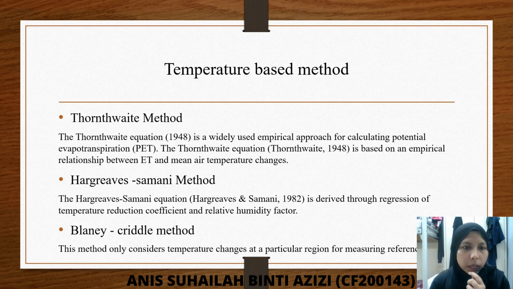Next, the temperature-based methods. The Thornthwaite method is a widely used empirical approach for calculating potential evapotranspiration. The Thornthwaite equation is based on an empirical relationship between ET and mean air temperature. The Hargreaves-Samani method is derived through regression of temperature reduction coefficient and relative humidity factors. The last one is the Blaney-Criddle method. This method only considers temperature change at a particular region for measuring the difference.